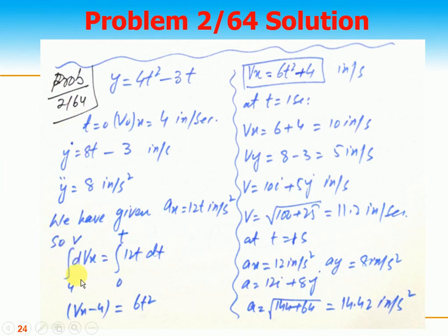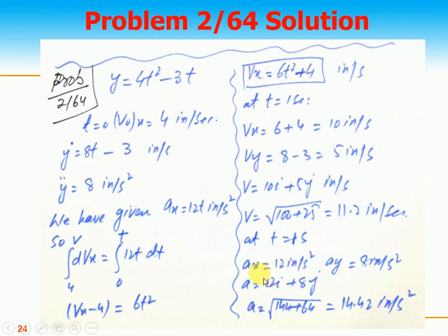So by integrating from 4 to v, because the initial velocity is 4 in the x direction, and this is 0 to t, I get vx is equal to 6t square plus 4 inch per second. The question asks, if t is equal to 1 second, what is the velocity? So it is 6 plus 4, 10 inch per second, and similarly vy is equal to 8 minus 3, 5 inch per second. So the velocity becomes 10i plus 5j inch per second, and the magnitude becomes 11.2 inch per second.